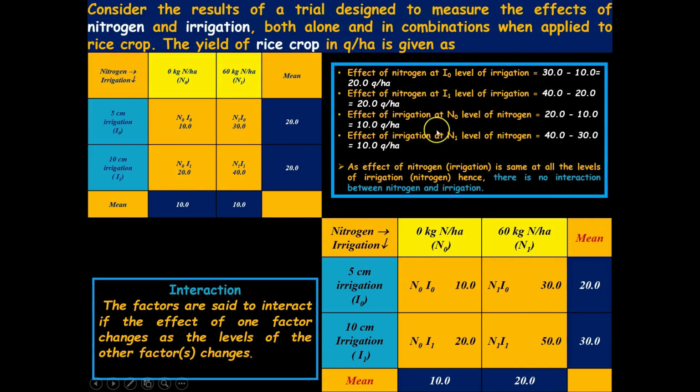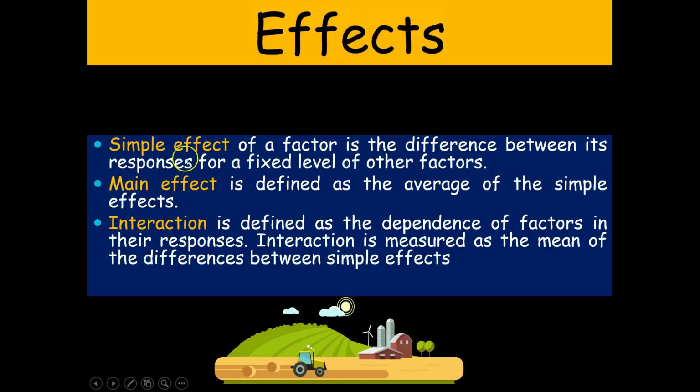So there are three different types of effects which are involved in assessing this kind of situation, that is simple effect, main effect and interaction effect. Simple effect of a factor is the difference between its responses for a fixed level of other factors, and main effect is simply the average of the simple effects, and interaction is defined as the dependence of factors in their responses, or it is measured as the mean of the differences between the simple effects.